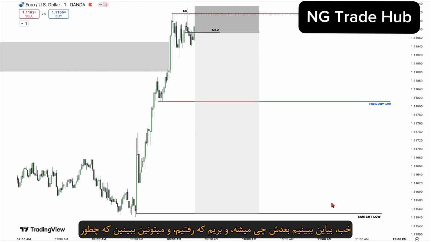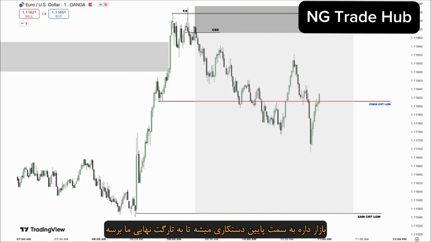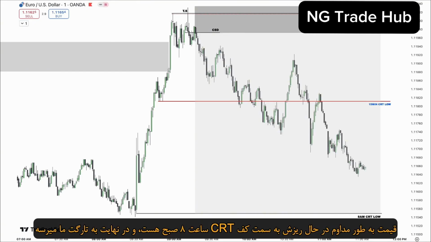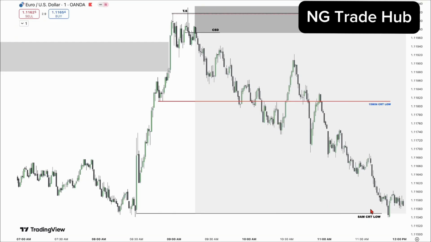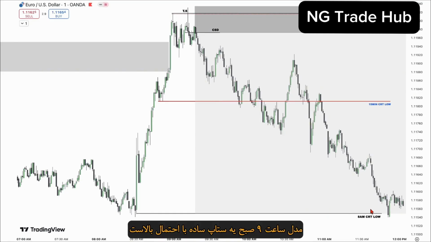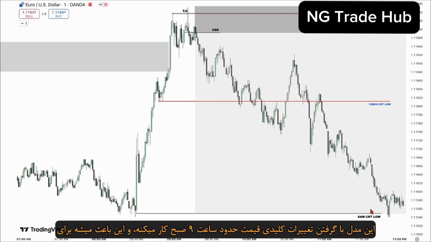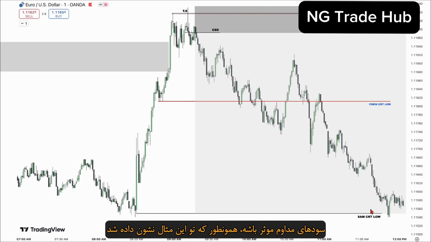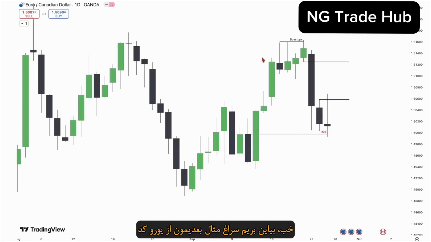So let's see what happens next, and here we go, and you can see how the market is manipulating to the downside to reach our final target. Price is continuously declining to the 8 AM CRT low, and finally reached our target. The 9 AM model is a simple, high-probability setup designed to offer very high risk-to-reward trades. It works by catching key price shifts around 9 AM, making it effective for consistent profits, as shown in this example. So let's move on to our next example of Euro versus Canadian dollar.